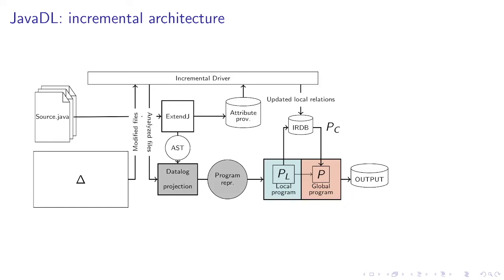Then, JavaDL represents the abstract syntax tree and the semantic attributes as local Datalog predicates and invokes the local Datalog program. The global program combines the output of the local program with the cached facts for the unaffected compilation units to produce the analysis output. Both the local and the global programs are evaluated using a modified version of the Soufflé Datalog engine.